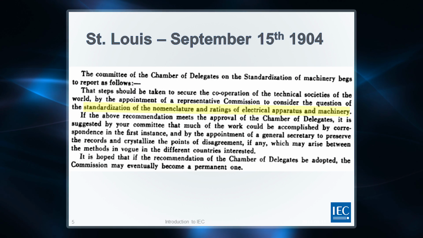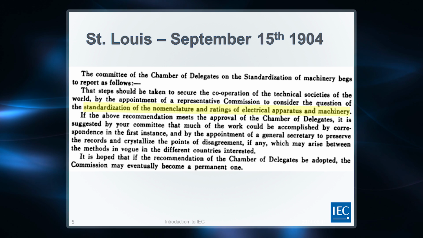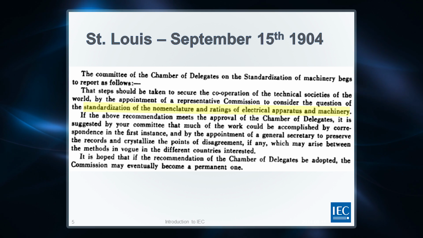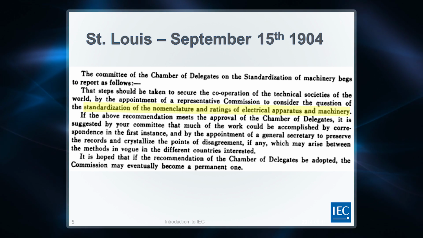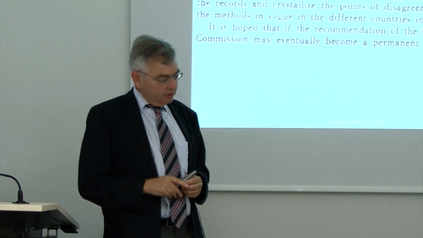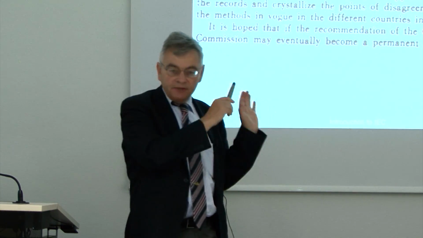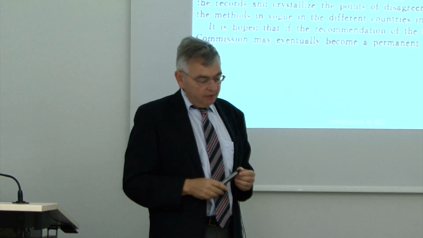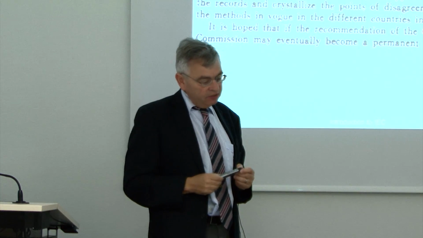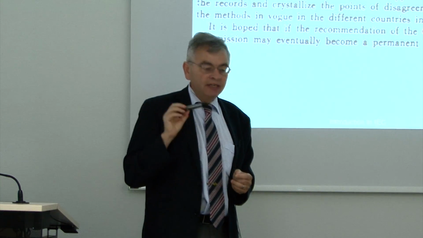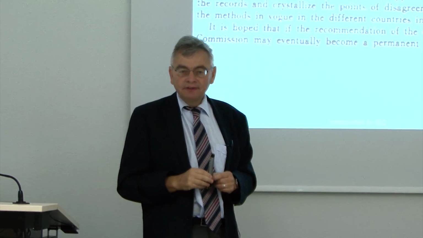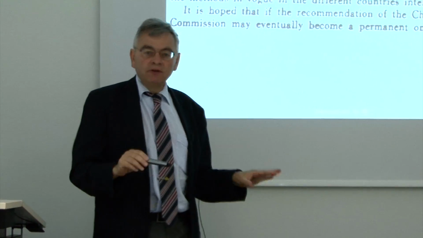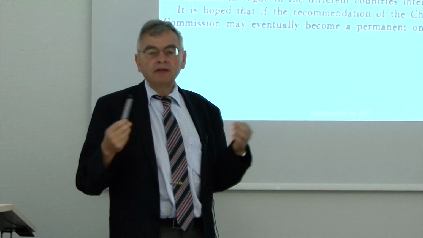So let's go back 110 years or so, to when a bunch of people got together at the World Fair in St. Louis. A bunch of people, Chamber of Delegates, it's marked on this original document. As you can see, the typescript is a bit funny. They got together to consider the question of the standardization of the nomenclature and ratings of electrical apparatus and machinery. So again, we've got this notion of nomenclature and ratings. Ratings we'll talk about a bit later. But terminology: what do we mean when we're talking about electrical apparatus and machinery?